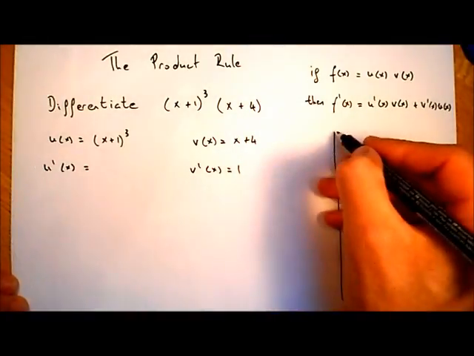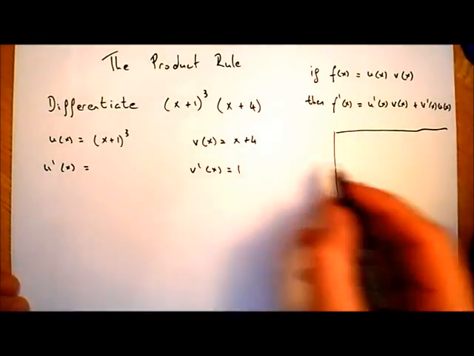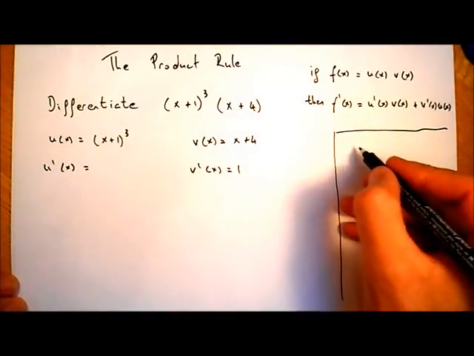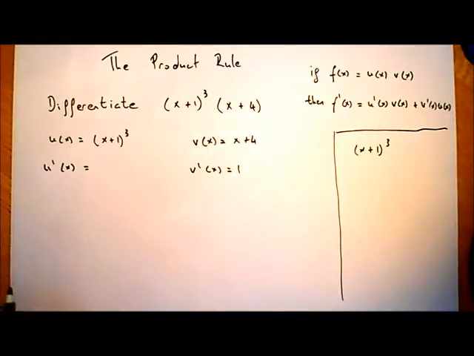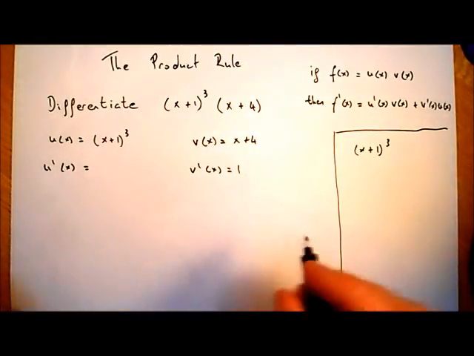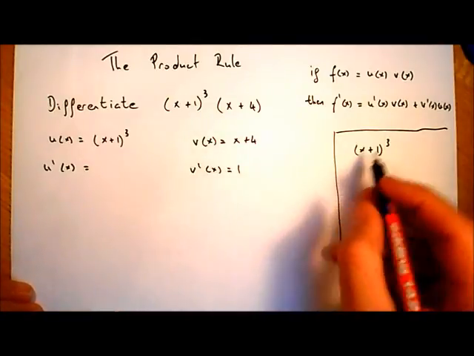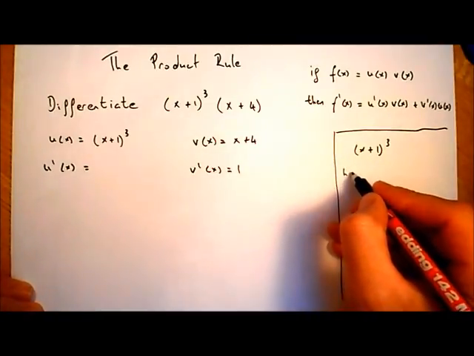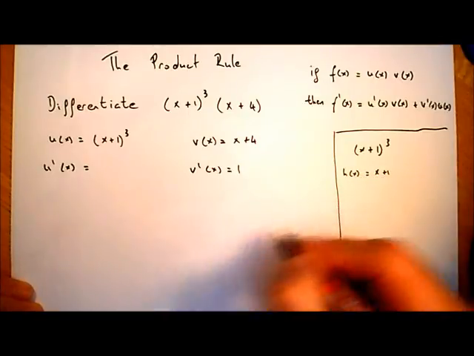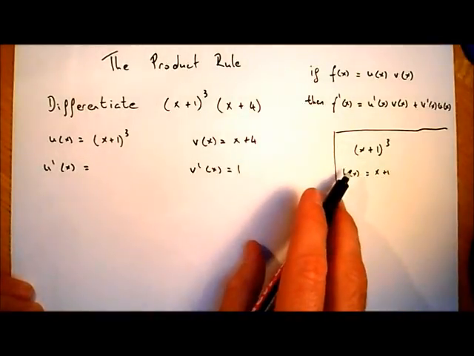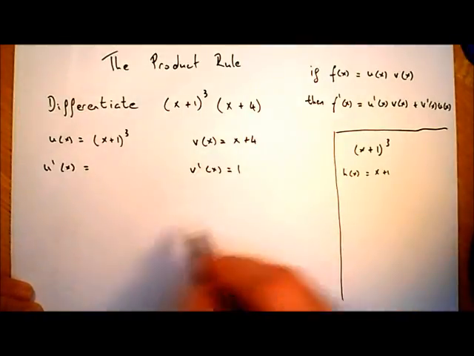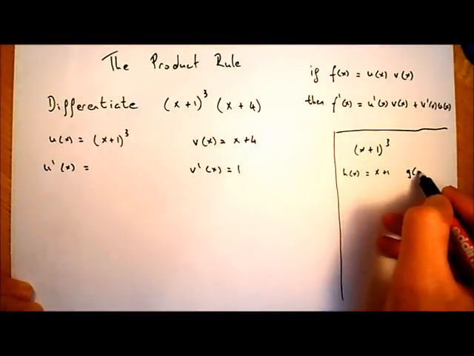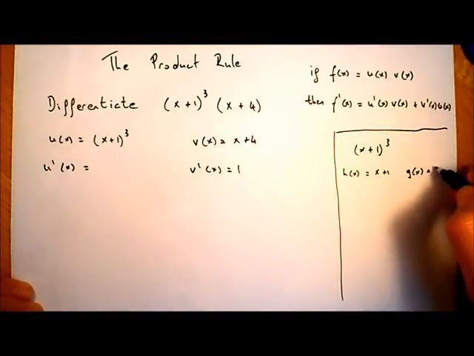So I'm going to come over here and treat this as a completely new sum. I want to differentiate (x+1)^3, and I'm going to use the chain rule on it. So I'm going to write down two new functions. Remember, by the chain rule, let's say h(x) is equal to x+1. If you're not sure how to differentiate something like this, go back to the video on the chain rule. And then let's say g(x) is equal to h(x) cubed.